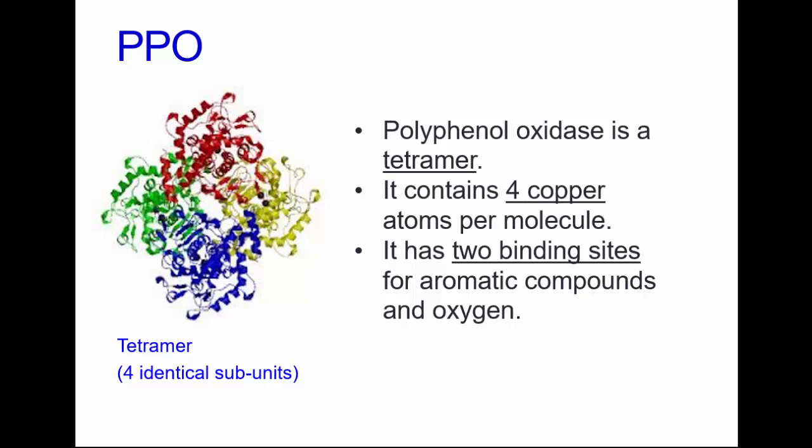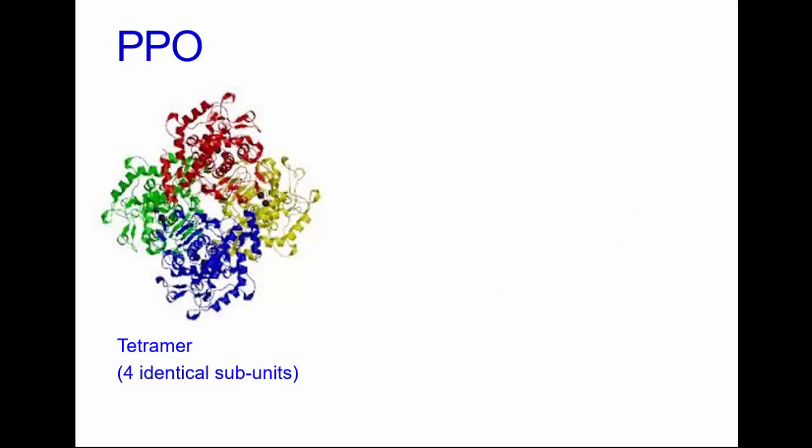Okay, so the enzyme polyphenol oxidase is a tetramer, so it's a quaternary structure, in terms of protein structure in general. It contains 4 copper atoms per molecule and has 2 binding sites for aromatic compounds and oxygen.